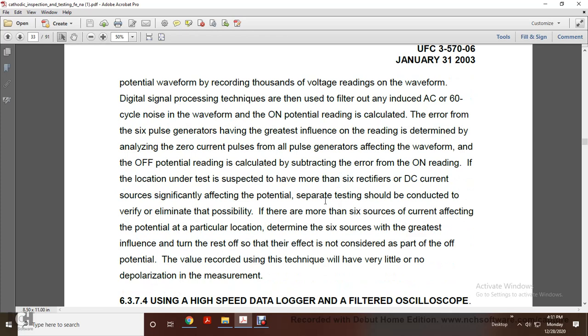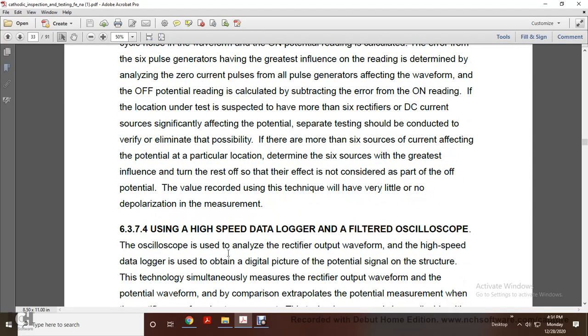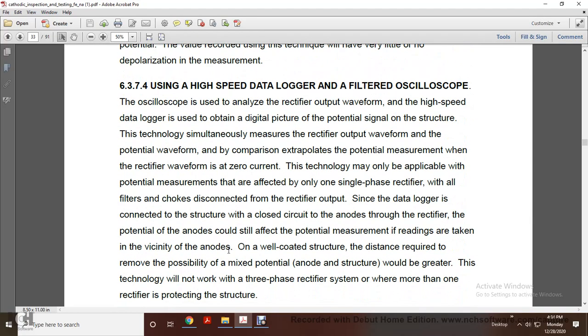If the location under testing has more than 6 rectifiers or DC current sources significantly affecting the potential, separate testing should be conducted. Verify and eliminate the possibility that there are more than 6 sources of current affecting the potential at the particular location. Determine the 6 sources of the greatest influence and determine the rest of the on sources, so that their effects are not considered as part of the off potential value recorded. Use the techniques for very little to no depolarization measurement.